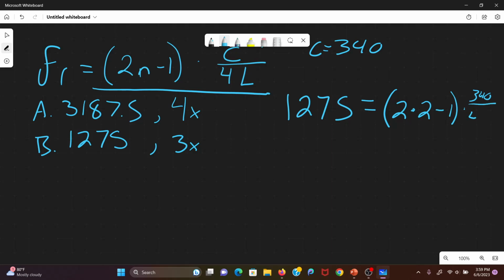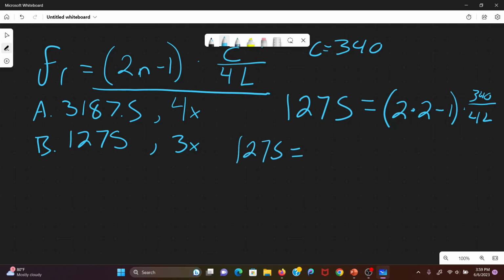over 4L. L is what we don't know. So that's what we want to find. So we know that the second resonant frequency is 1275. We know that N is 2 because it's the second resonant frequency. What we don't know is L. Okay, so let's do some math.